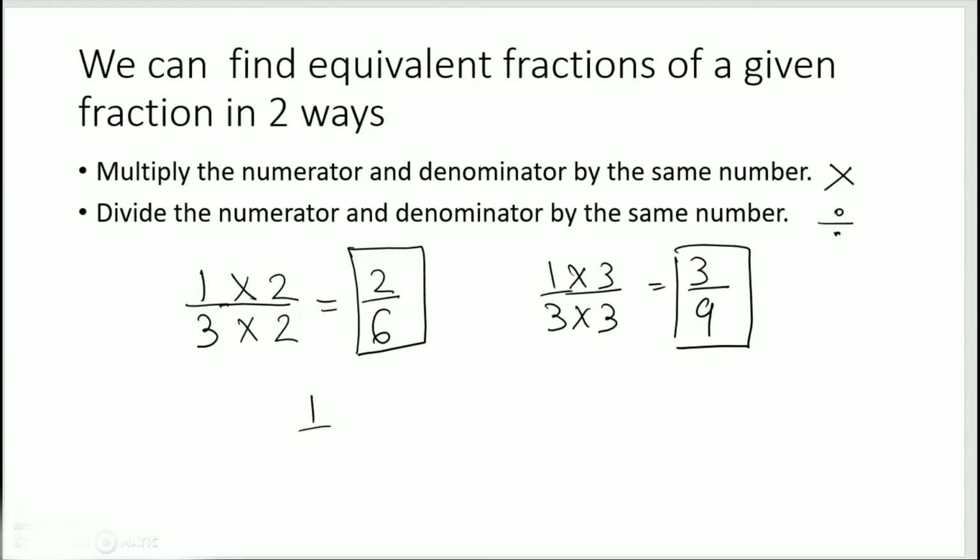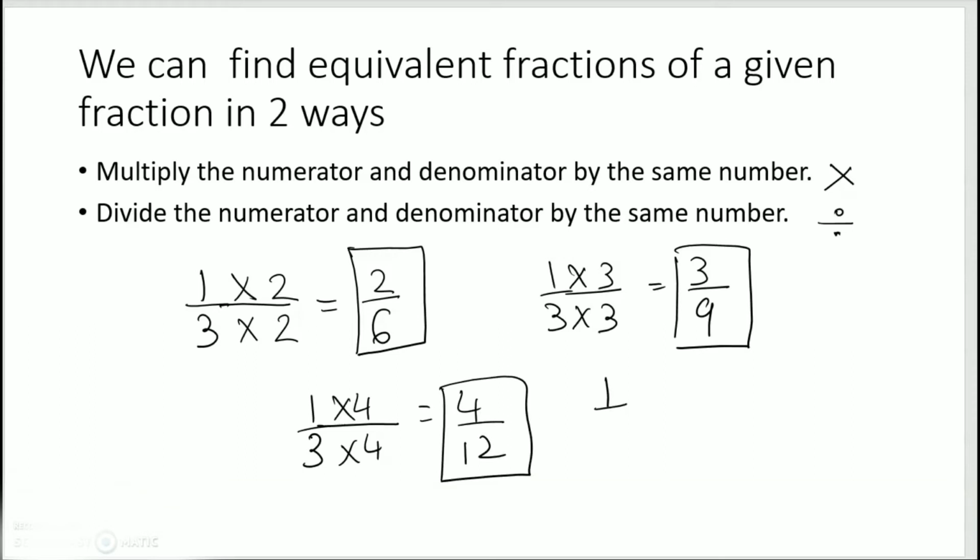I can do 1/3 and multiply both numerator and denominator by 4. So 4/12. This is again an equivalent fraction. So I can say that 1/3 is equal to 2/6 equals 3/9 equals 4/12. These are all equivalent fractions, and there are many more equivalent fractions, an infinite number. Okay, so this is how we do it by multiplication. Now how can we do it by division?